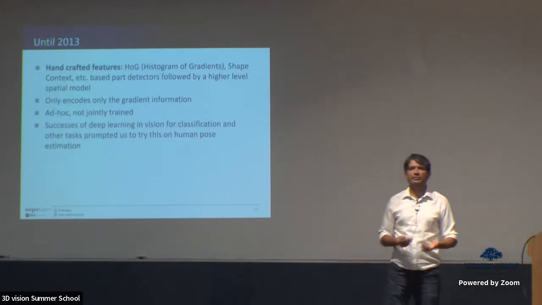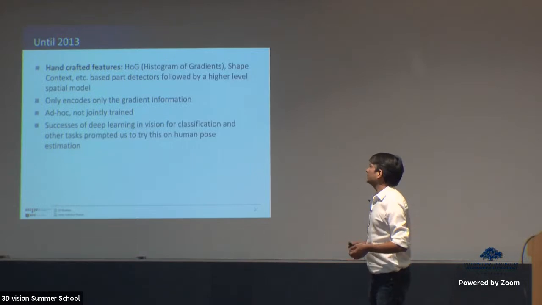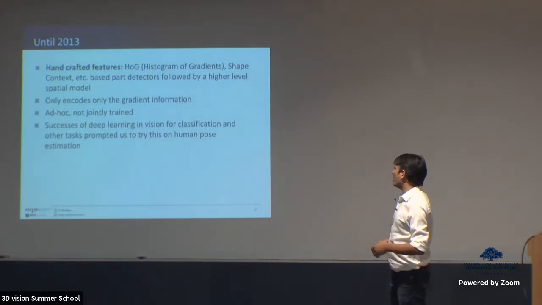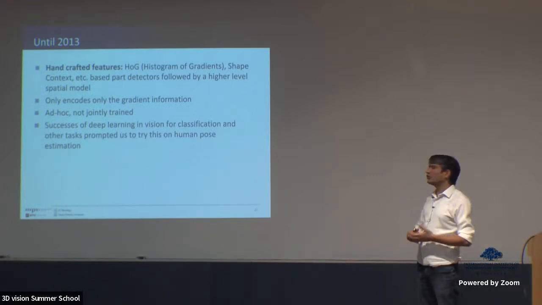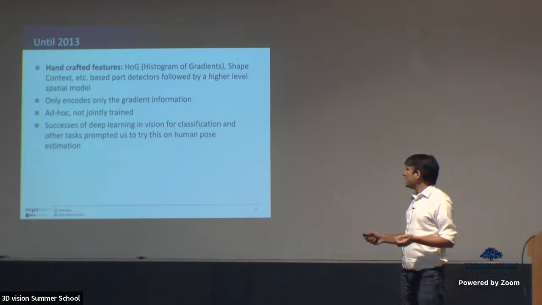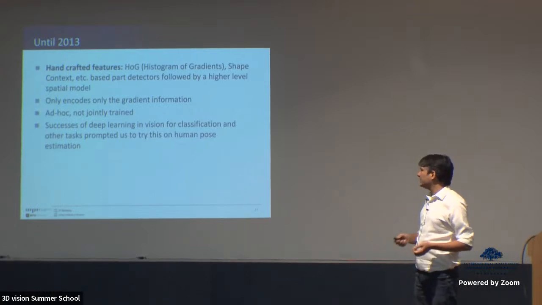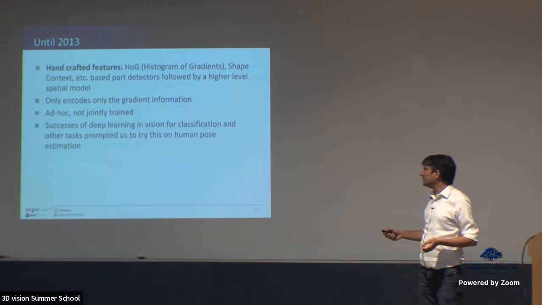So pre-deep learning, right? Pre-AlexNet, what happened? So pre-AlexNet, we were using handcrafted features. So we were using things like HOG, histogram of gradients, or shape context, based on part detectors, followed by a higher level spatial model. And it encoded only the gradient information. It was ad hoc trained.